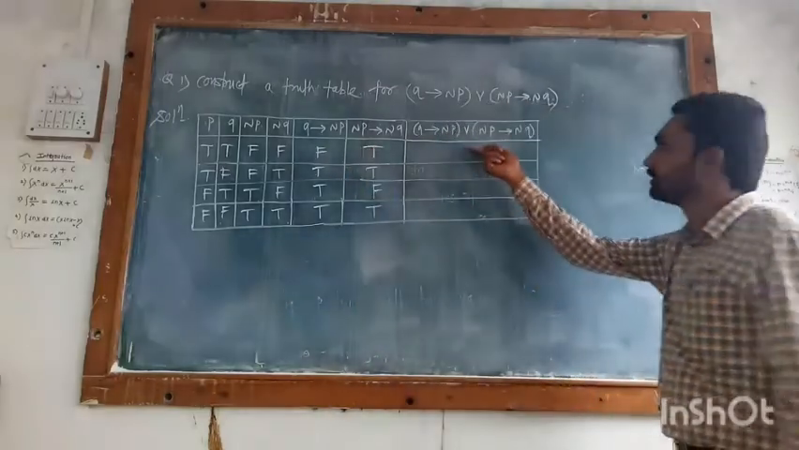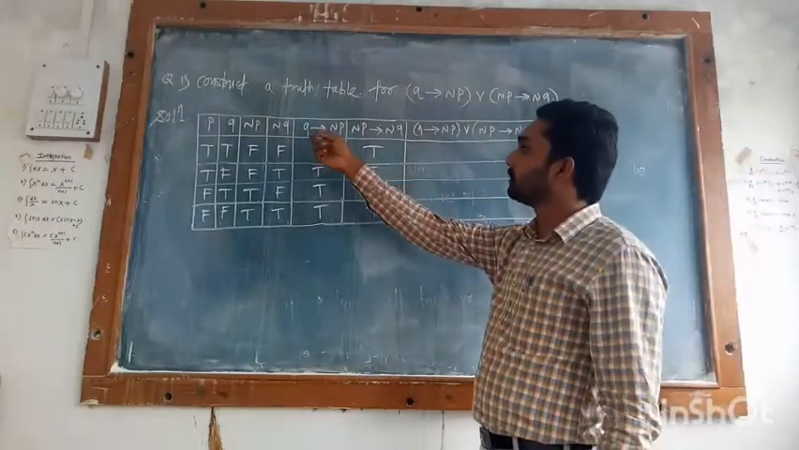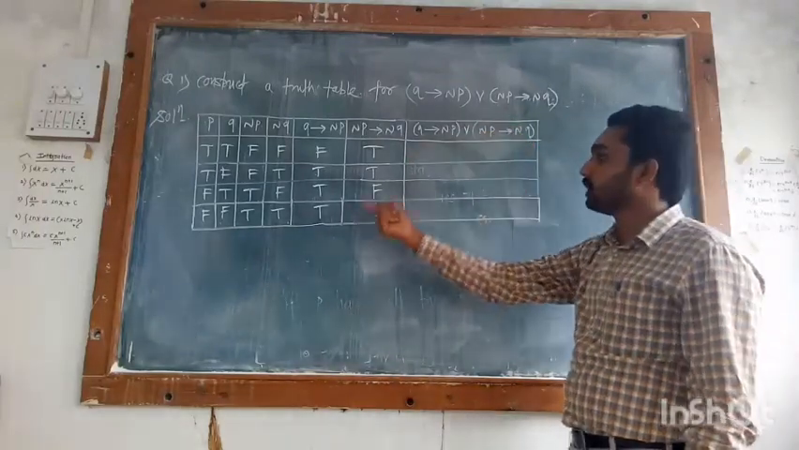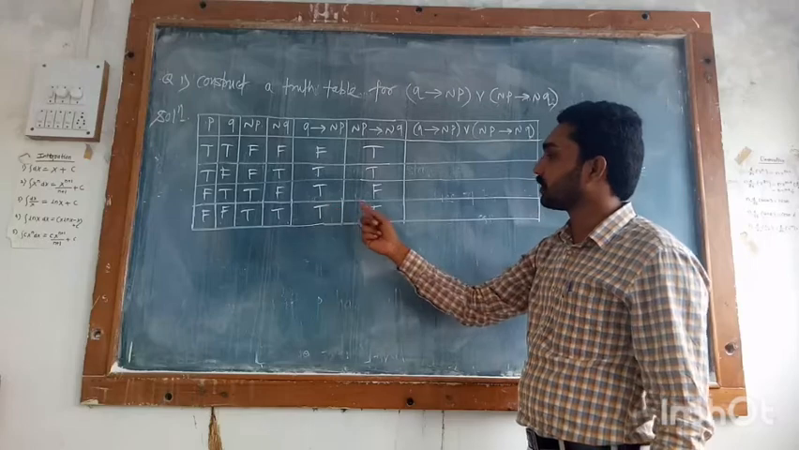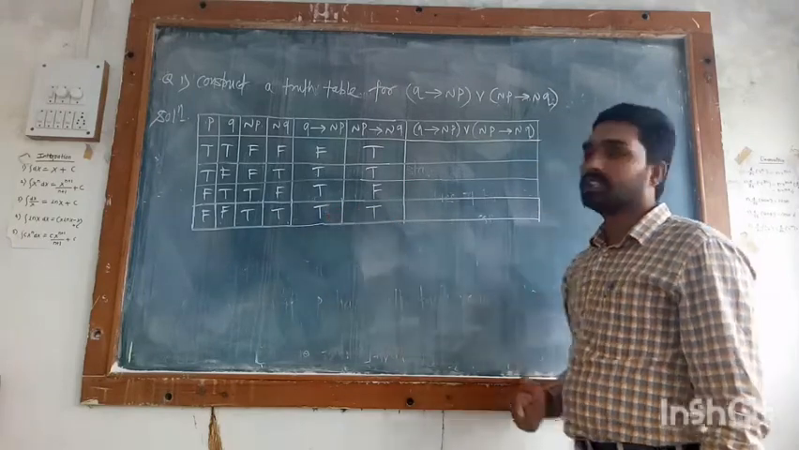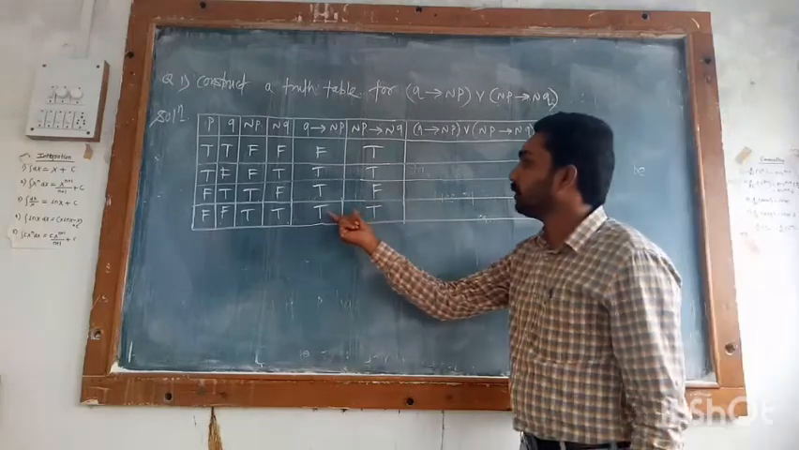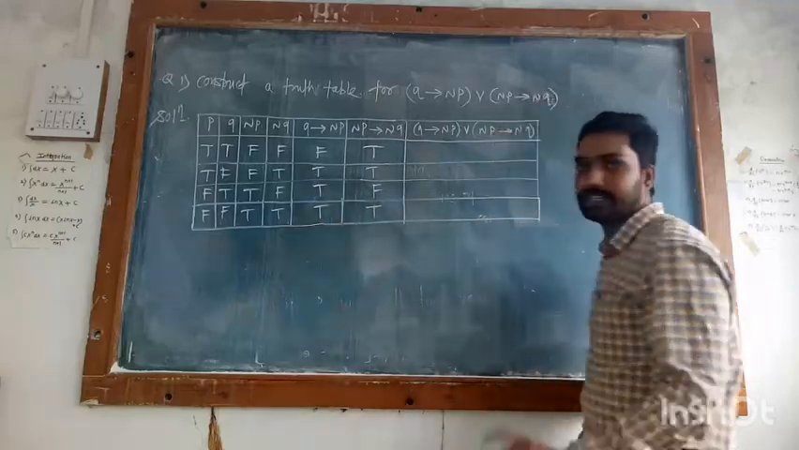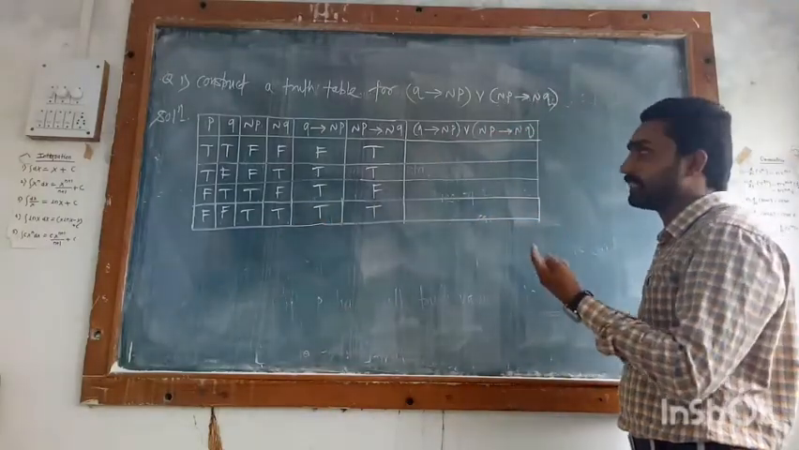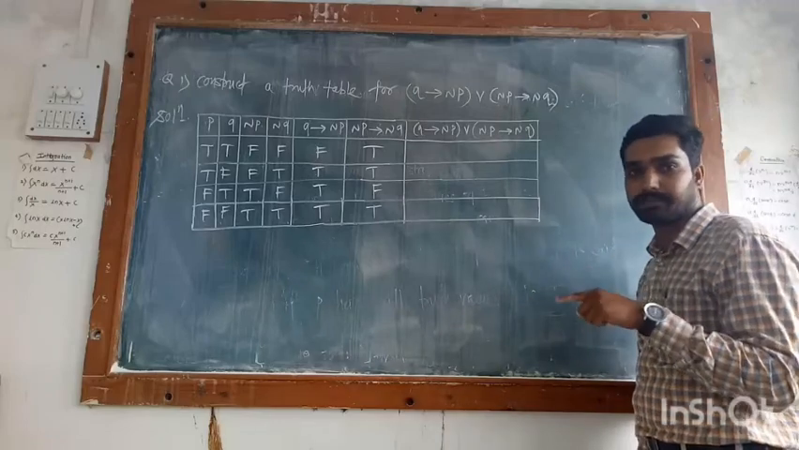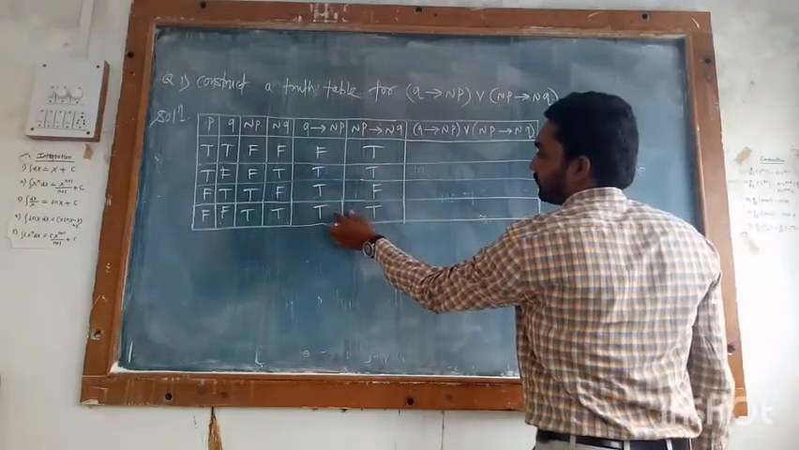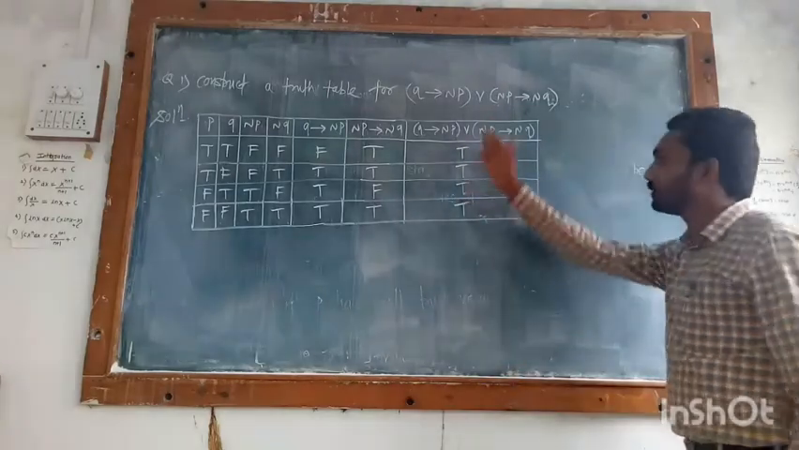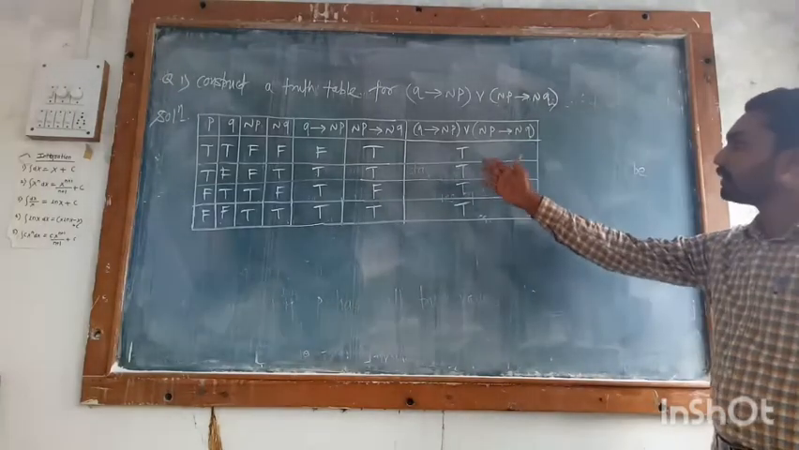Right? What is your last column? The last column is for Q implies negation P or negation P implies negation Q. That means we have to get the disjunction of column number 5 and column number 6. In a disjunction, if both values are F, then the answer is F. Check where both values are F. Nowhere are both F, so the value is T. So in your last column, all values are T.